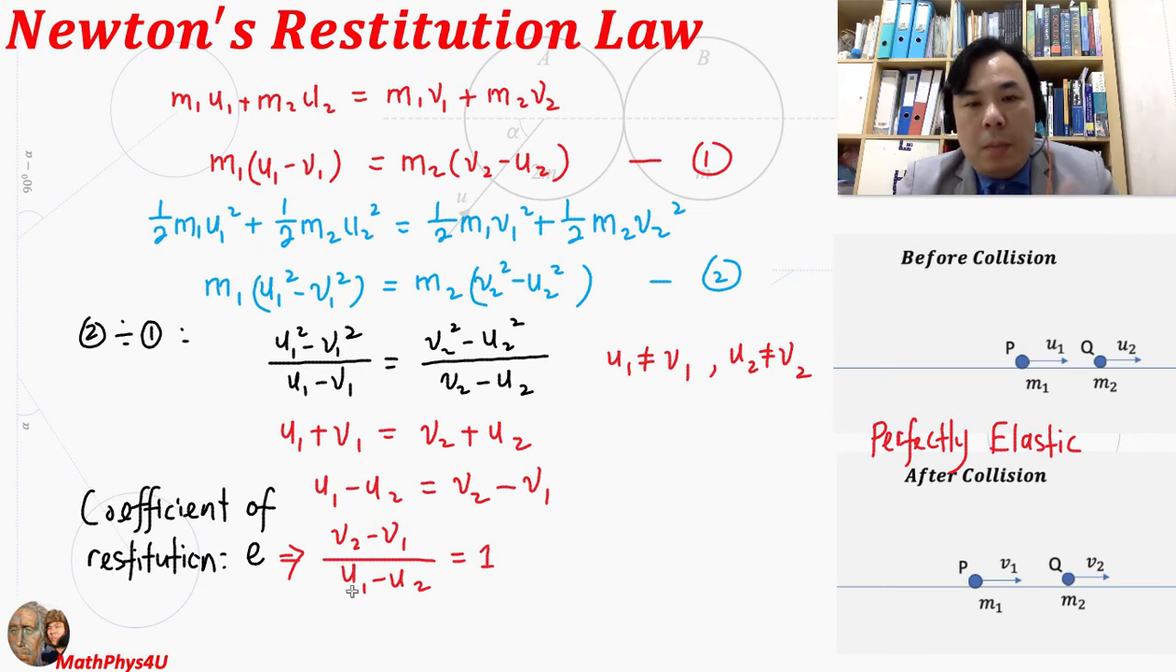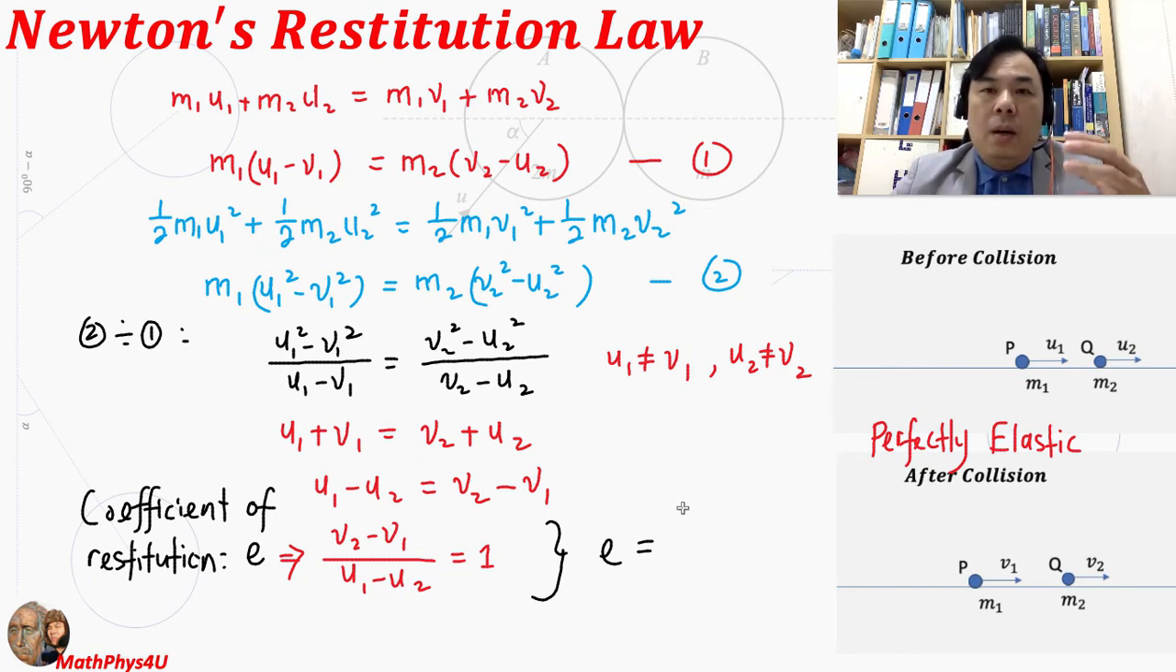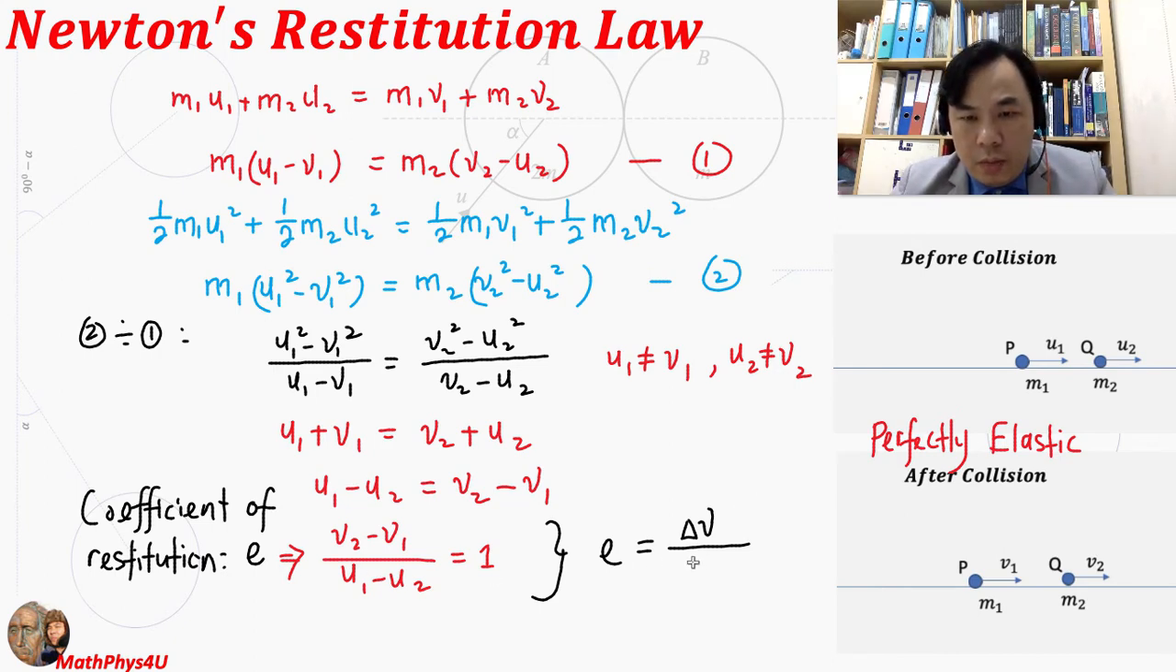By definition, the coefficient of restitution as defined by Newton is given as the relative velocity of separation over the relative velocity of approach. You can see that this is the relative velocity of separation, and this part is the relative velocity of approach.